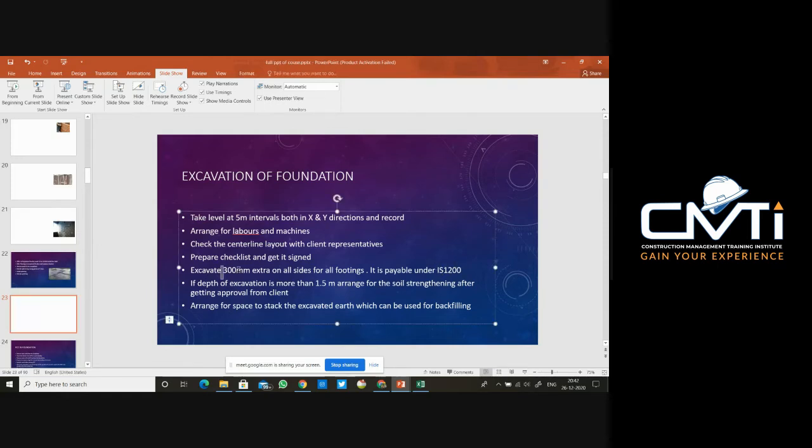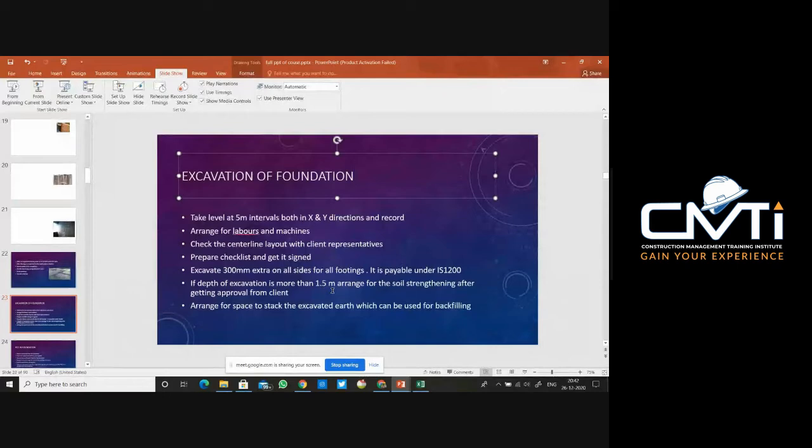So this extra 300 is made for the people who are working there. This point is also to be noted: if the depth of excavation is greater than 1.5 meters, we have to use soil strengthening techniques. Otherwise, if the soil falls, it would lead to problems for the laborers who are working there. So we have to use soil strengthening there.